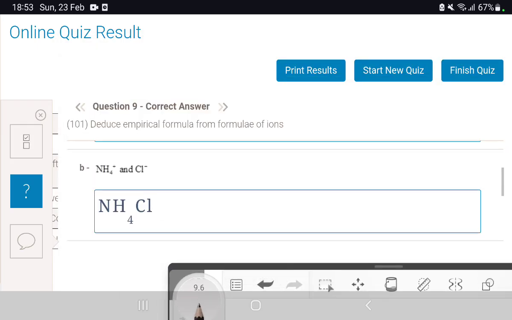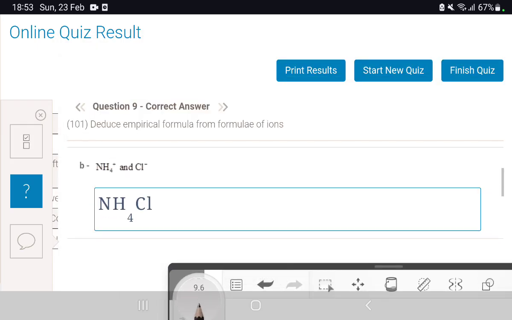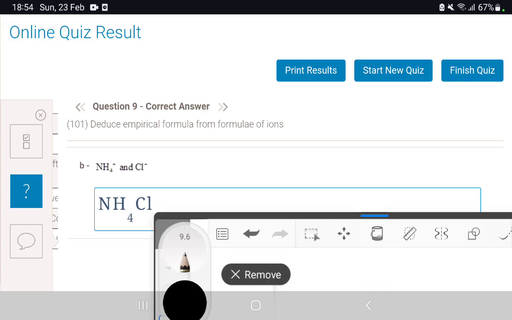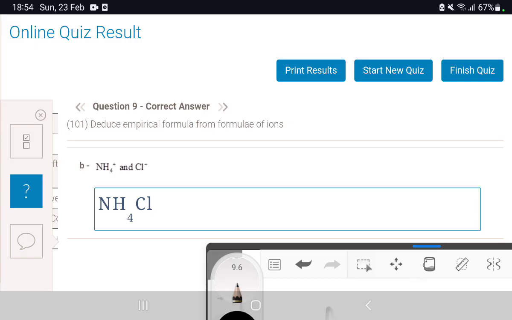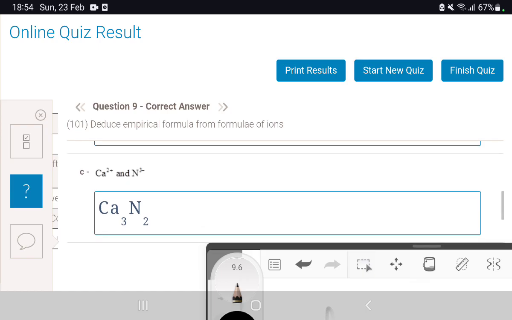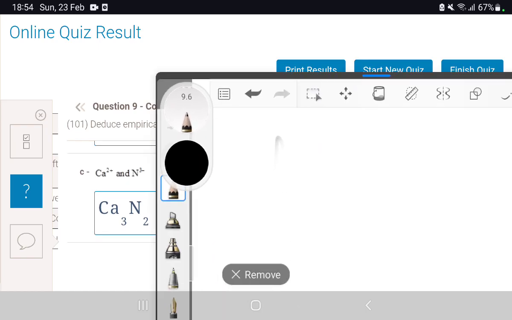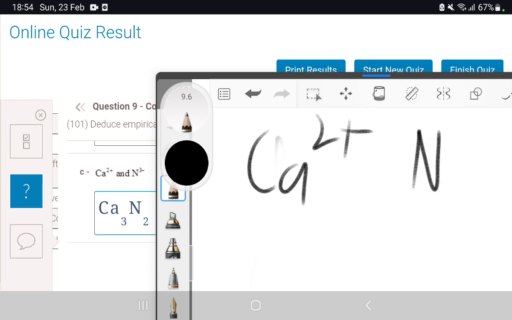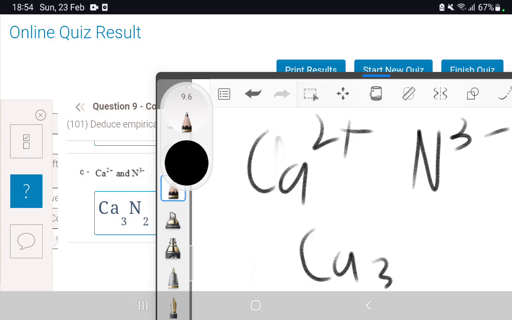Number 2, part B. NH4+ and Cl-. We do the same thing, but here, since we know that the ratio between the charges is 1 to 1, we just put the positive ion first and then the negative ion. So we have NH4Cl. And for here we have Ca2+ and then N3-. We get Ca3N2.